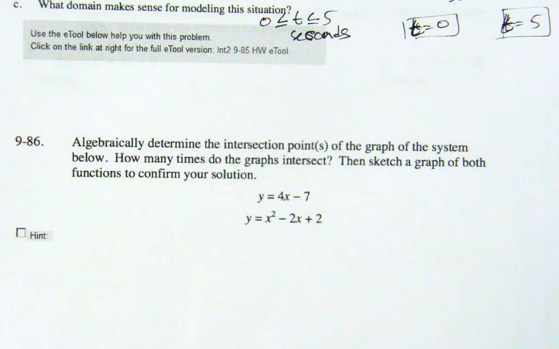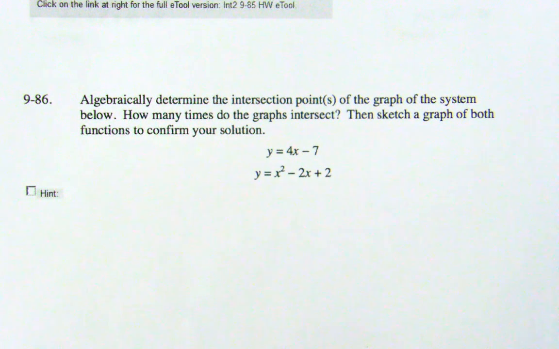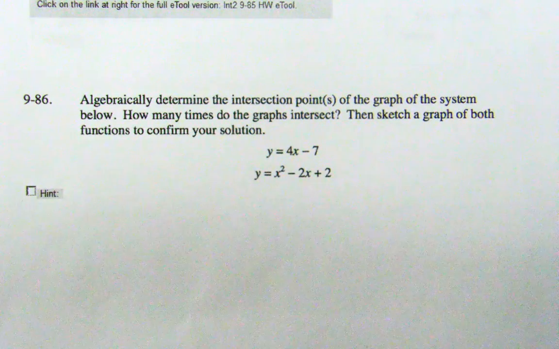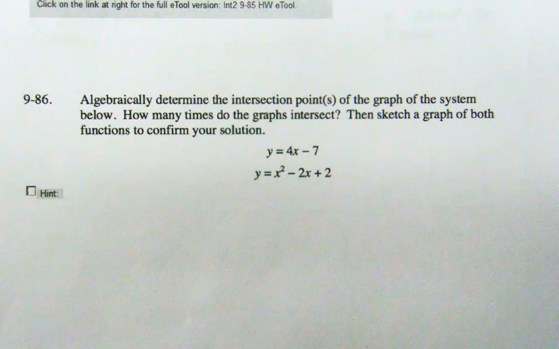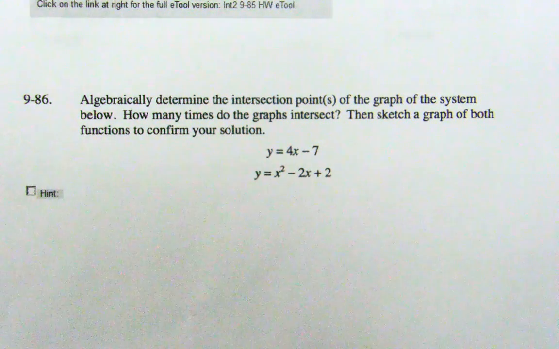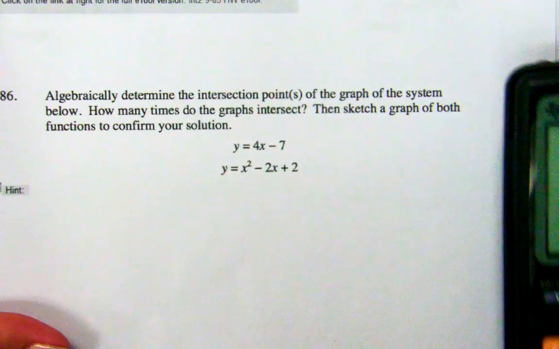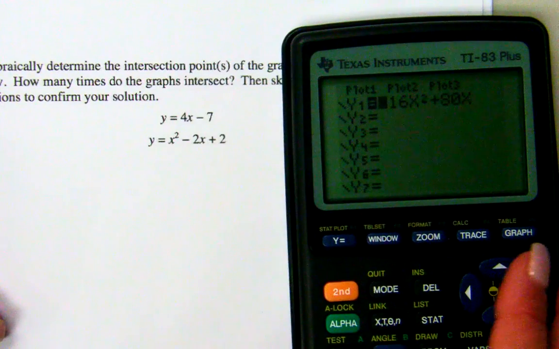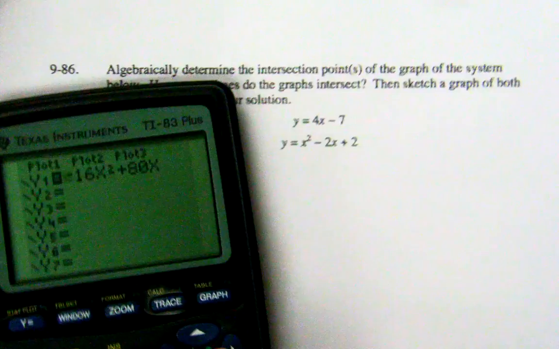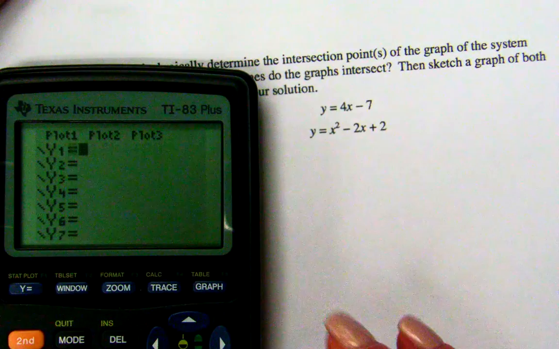Okay, so we're going to do 86 right now because this is just going to take too much time. So algebraically determine the intersection points of the graph in the system. How many times do the graphs intersect? Okay, so I'm going to sketch both of these on my graphing calculator. Again, if you don't have this at home, sometimes it does help to have technology.